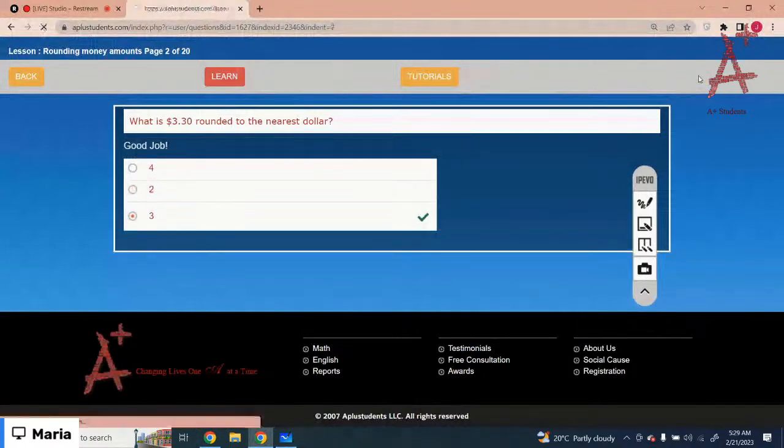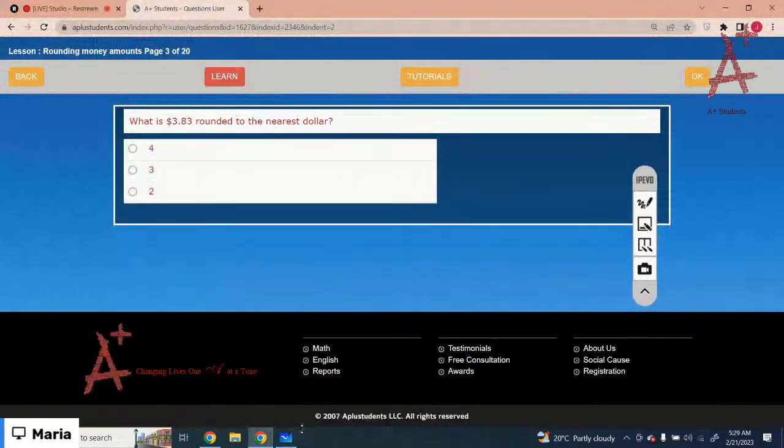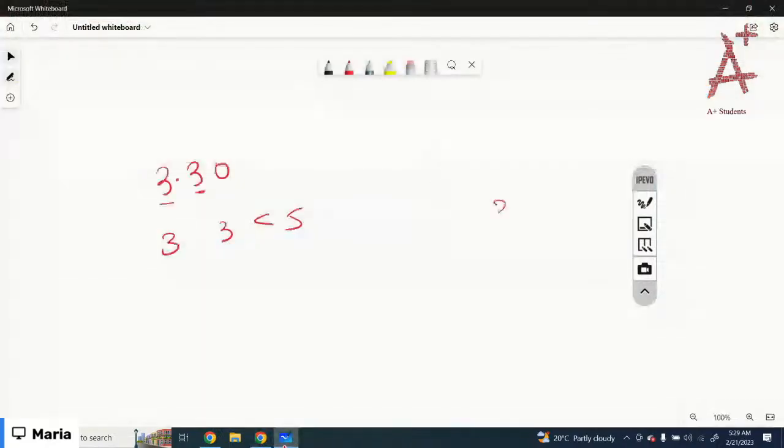Okay, the next one is 3.83. Let's see. Just look at the first digit right after the decimal. It is 8. You have to compare 8 to 5. Is 8 greater than 5 or less than 5? 8 is greater than 5.